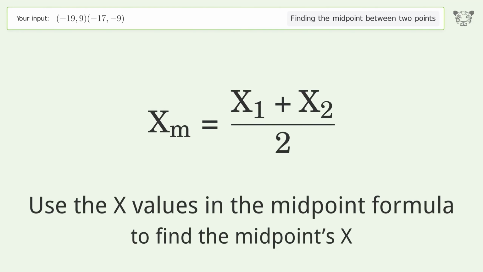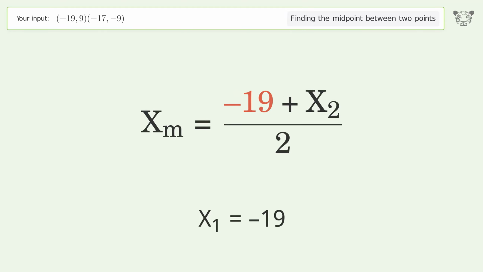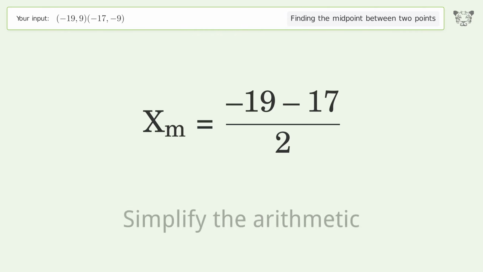Use the x values in the midpoint formula to find the midpoint's x. x1 equals -19. x2 equals -17. Simplify the arithmetic.